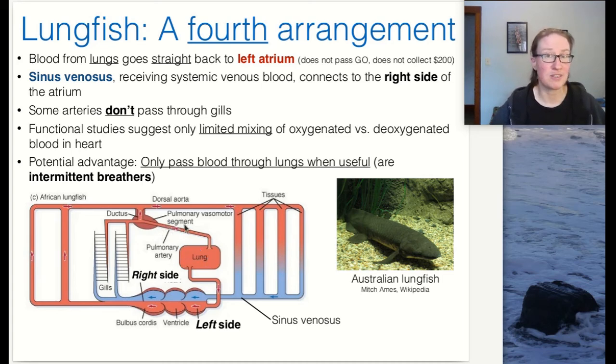So it will experience some constriction of this pulmonary vasomotor segment, and the blood circulating through its tissues will then generally pass across the gills before heading through the tissues, with some blood flow bypassing the gills altogether and winding up back in circulation. Okay.